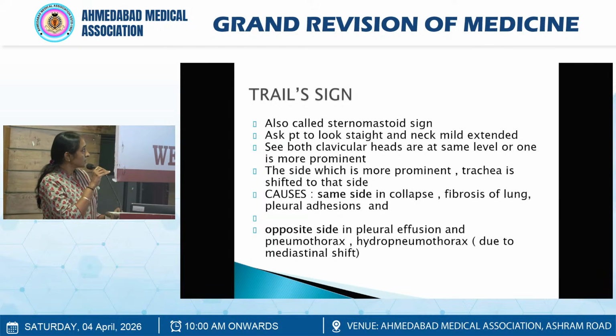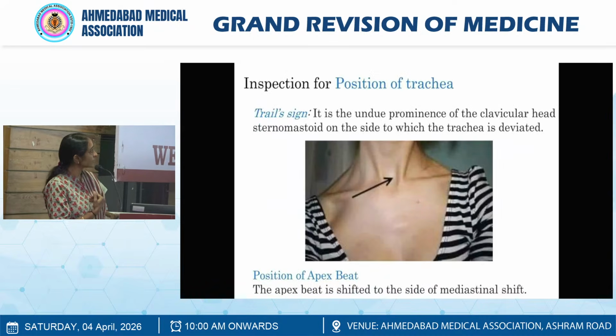Okay. So, what are the causes of the trachea shifting to the same side? Collapse, fibrosis and pleural adhesions. On the opposite side, it pushes; pull and push. It pushes to the opposite side, like in pleural effusion, pneumothorax, hydropneumothorax, because of the mediastinal shift; along with the mediastinum the trachea is shifted. This is the trail sign in the picture. See, the left sided clavicular head is more prominent. So the trachea is shifted to the left.